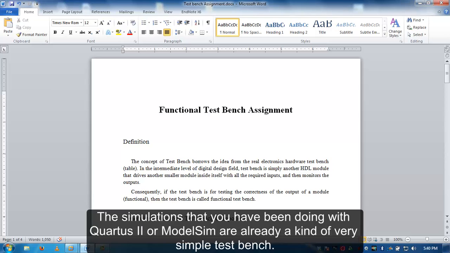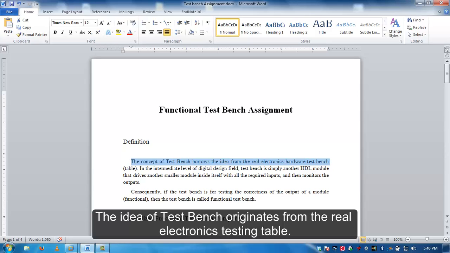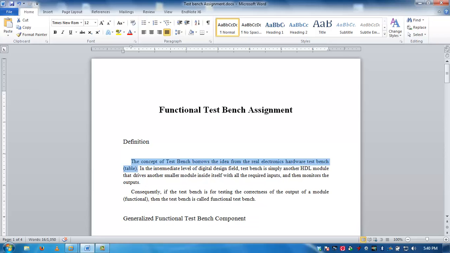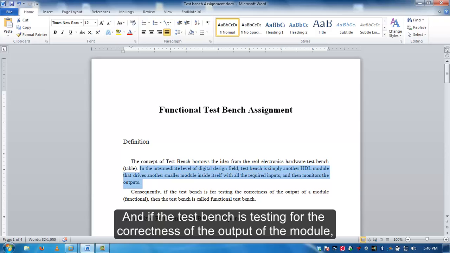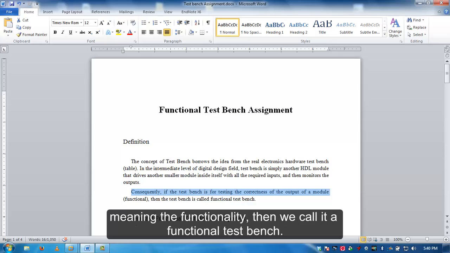The simulations that you have been doing with Quartus 2 or ModelSim are already a kind of very simple test bench. The idea of test bench originates from the real electronics testing table. It is just another HDL module that drives inputs to another module and reads the outputs. And if the test bench is testing for the correctness of the output of the module, meaning the functionality, then we call it a functional test bench.